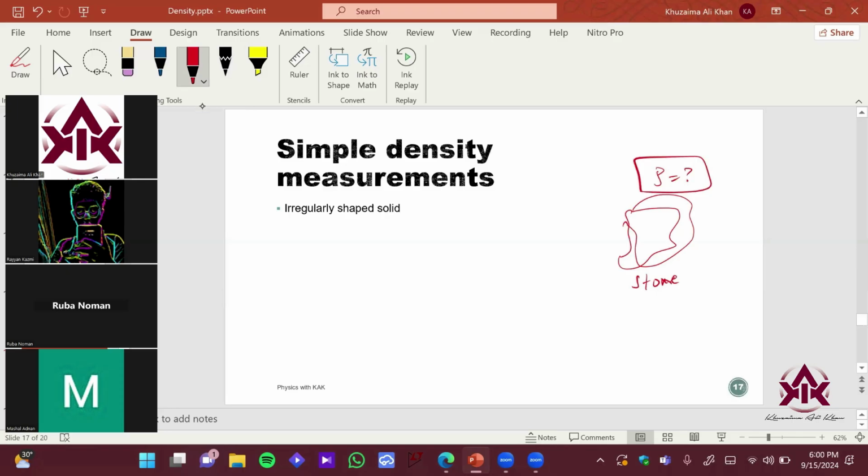So again, I would start from step number one, that is the formula, right? The formula of density is mass upon volume. So to find density, I need to find basically mass and volume experimentally, right?